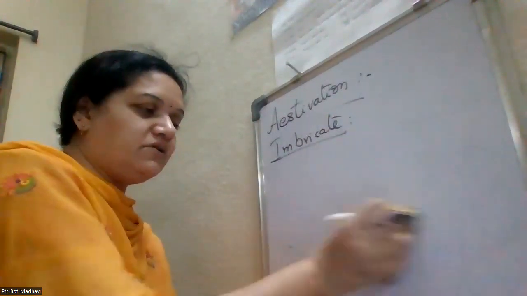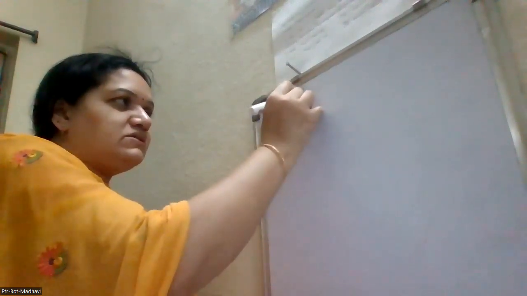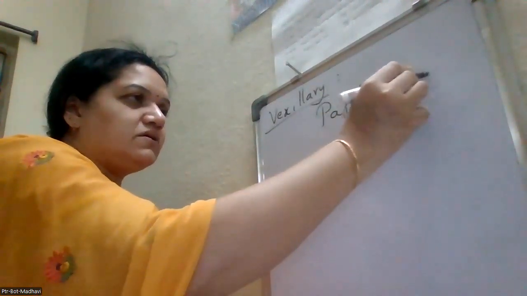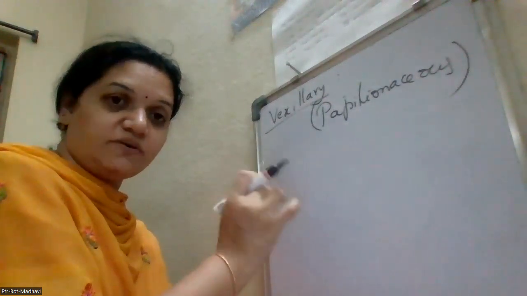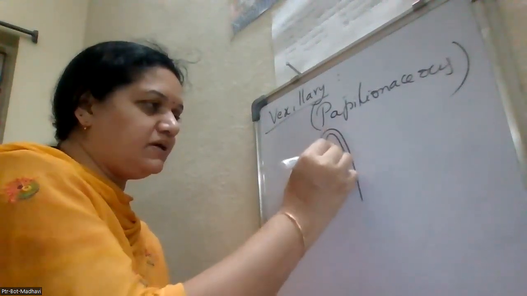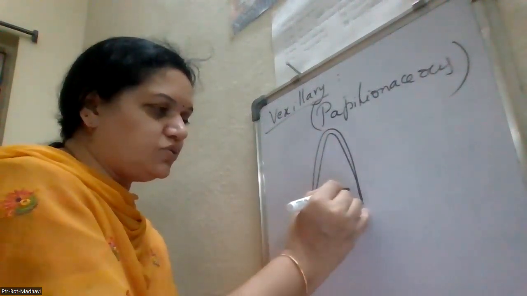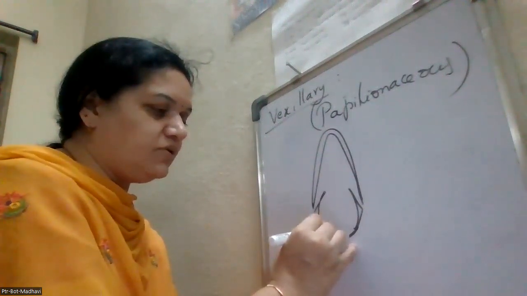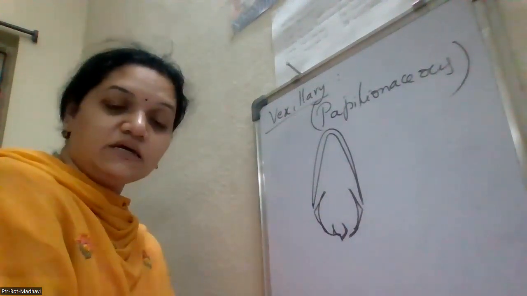Now comes the vexillary type of aestivation. This is also called the papilionaceous corolla. This can be seen only in the Fabaceae family, where five petals are present in the flower. In that, one is the very big standard petal, and on the lateral sides of that, two equal sized petals are present, called the wing petals. And below that, there are two small sized petals called the keel petals.